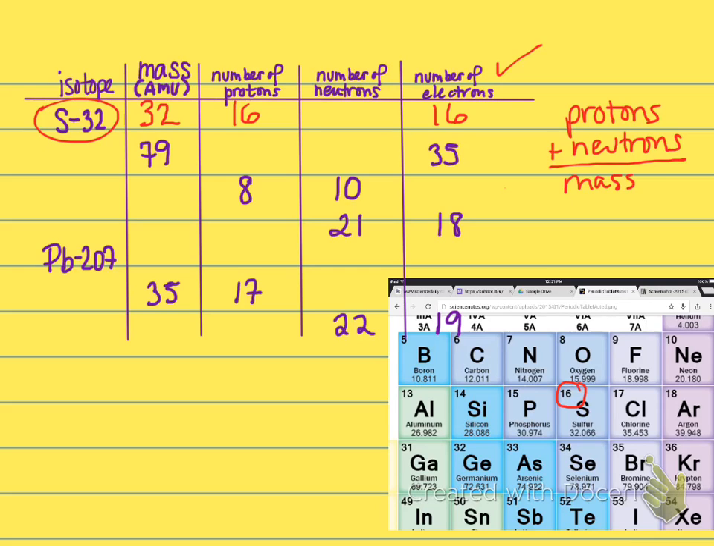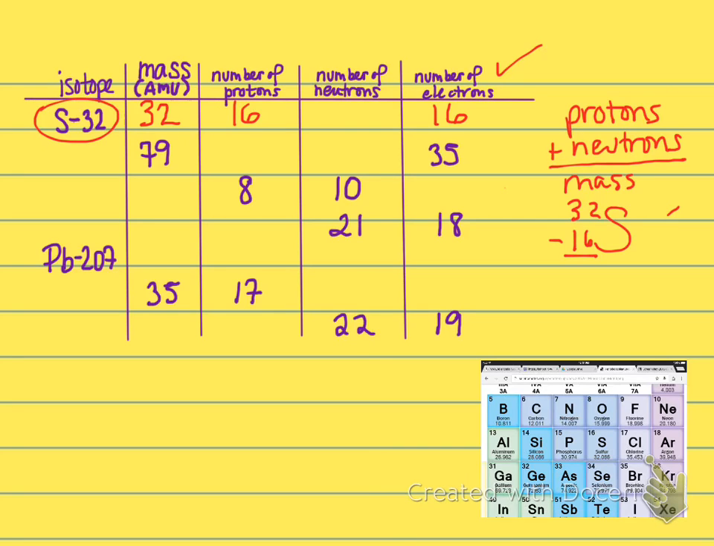Well, actually, we've got a great cheat here. If we've written the symbol notation like this, we can just turn that into a subtraction problem. And 32 minus 16, of course, gives us 16. So an atom of sulfur-32 would have 16 protons, 16 neutrons, and 16 electrons.